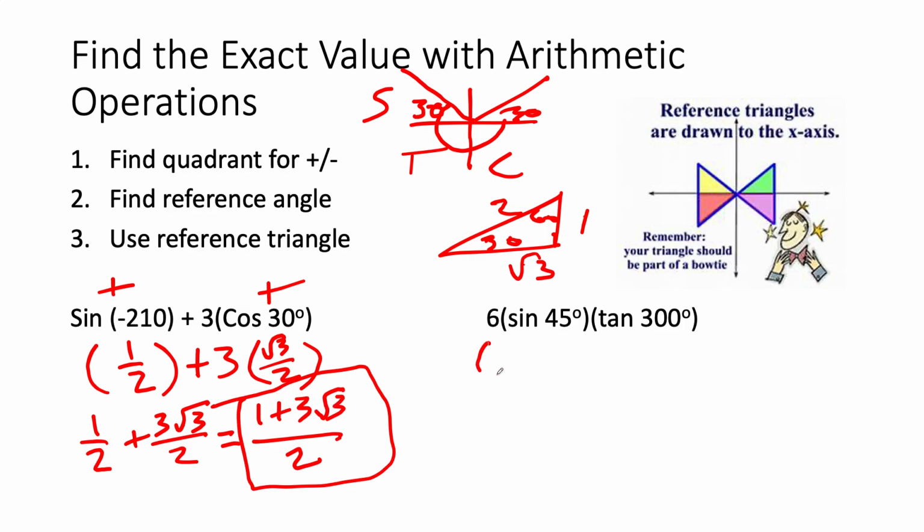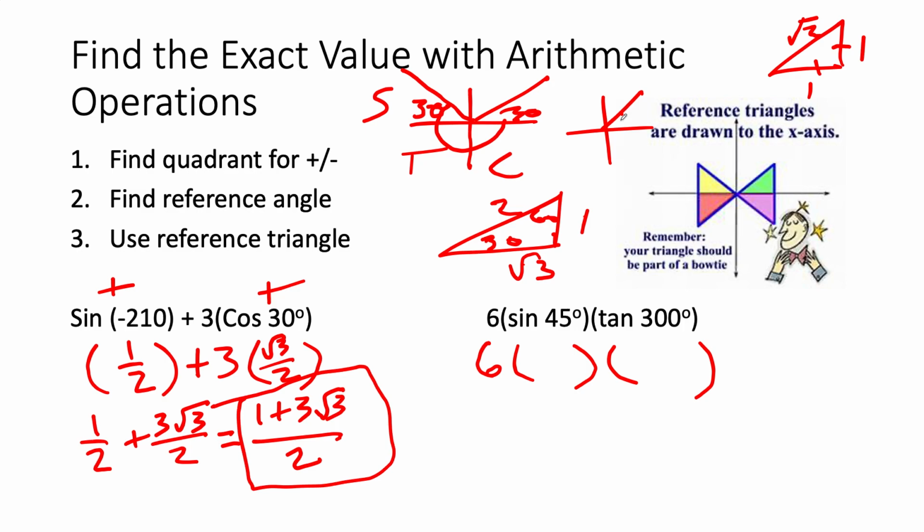Same thing over here. 6 times some value times some value. Does look like I'm going to need a 45, 45, 90. Again, hopefully you've committed that to memory. 1, 1, square root 2. And then I'm going to figure out sine of 45. 45 is going to be quadrant 1. Everything's positive in quadrant 1. I get 1 over the square root of 2. Remember, it is 1 over the square root of 2, but a little cleaner way to write it is square root 2 over 2. And look at that. That's going to cancel out nicely. It's going to be great.